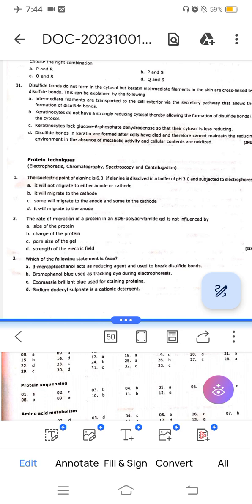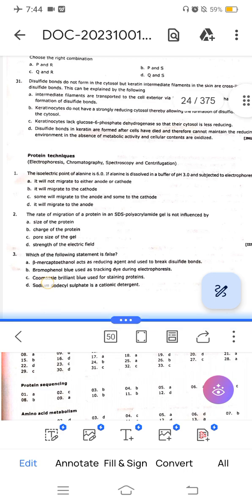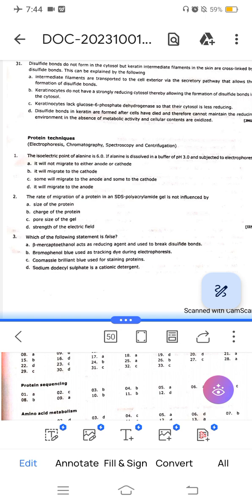Then the rate of migration of a protein in SDS polyacrylamide gel is not influenced by 2C, pore size of the gel. Oh, that's a new information. But size of the protein, charge of the protein, strength of the electric field, all other factors are influencing. Then which one of the following statement is false? 3D is false. Bromophenol blue used as tracking dye during electrophoresis.